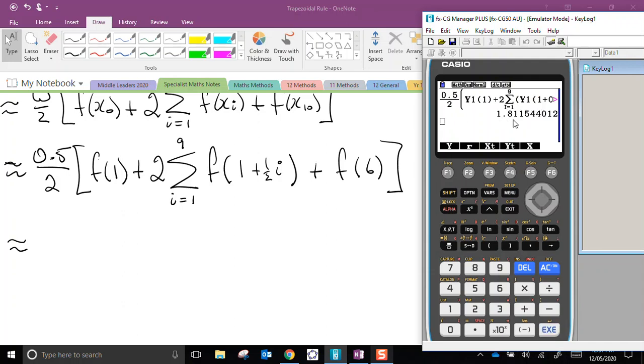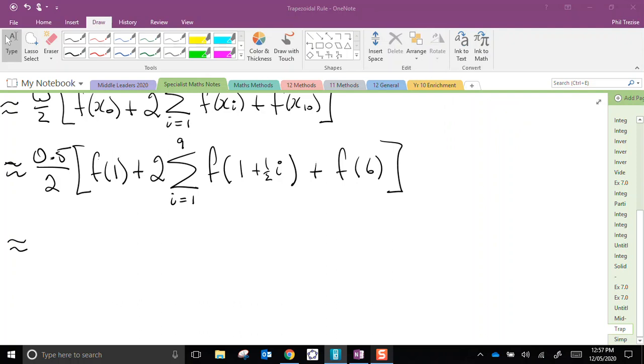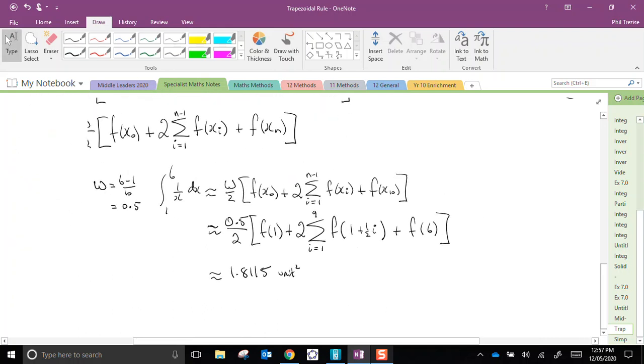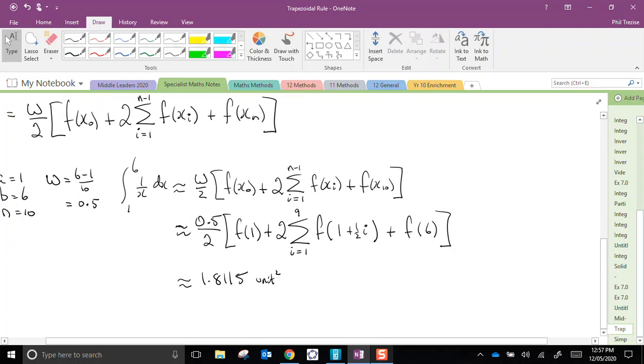I have 1.8115. Let's write that down. I have 1.8115 square units. That's not a bad approximation.